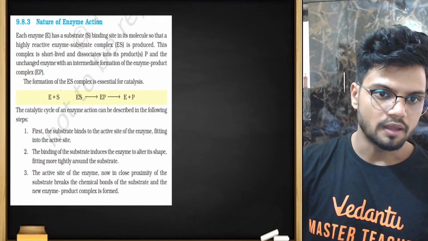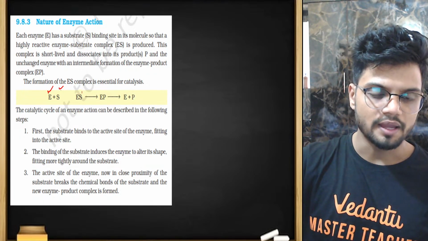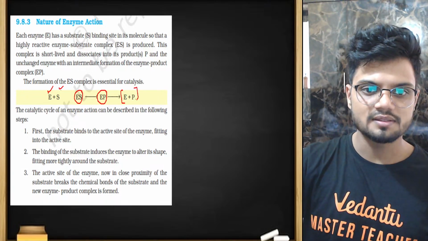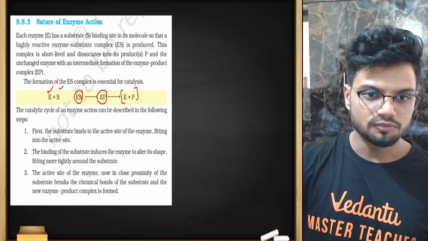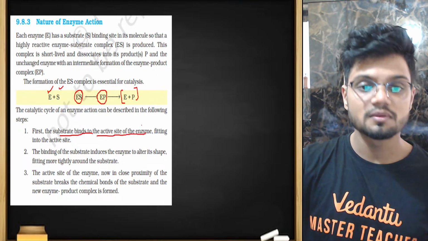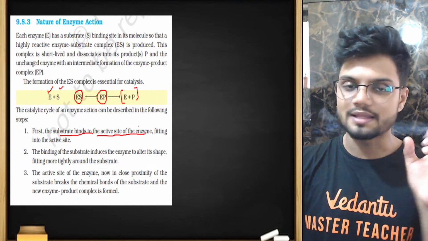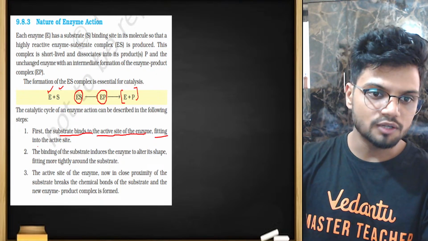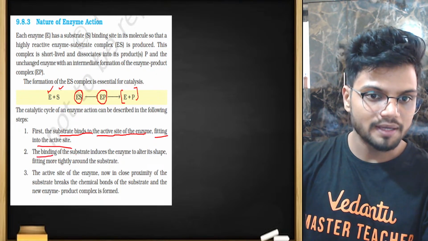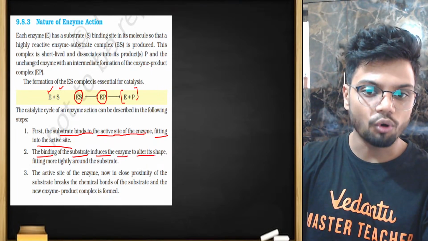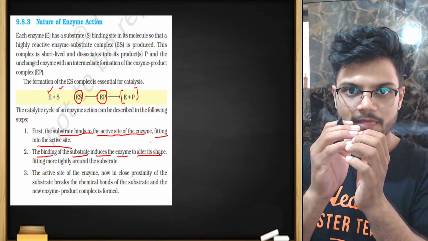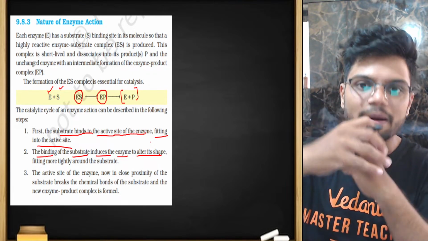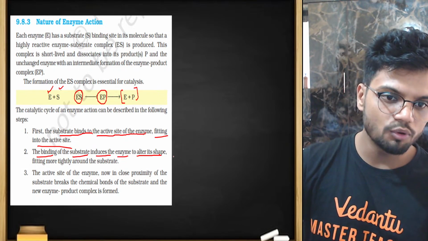See, enzyme, substrate, enzyme plus substrate, enzyme substrate complex, enzyme product complex, and finally the enzyme and product are separate. The first substrate binds to the active site of the enzyme. Substrate is always binding, not the other way around. Enzyme will never go and bind. Substrate will always come and bind, fitting into the active site. Okay. The binding of the substrate induces the enzyme to alter its shape. So once substrate is binding into the enzyme, enzyme will change its shape and tightly bind with the substrate now. Fitting more tightly to the substrate.